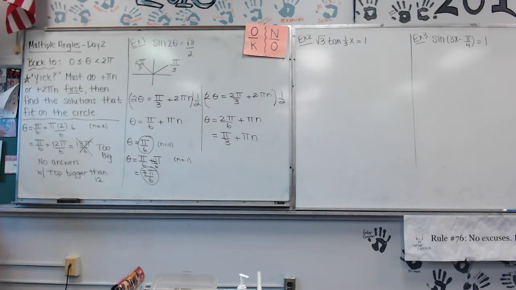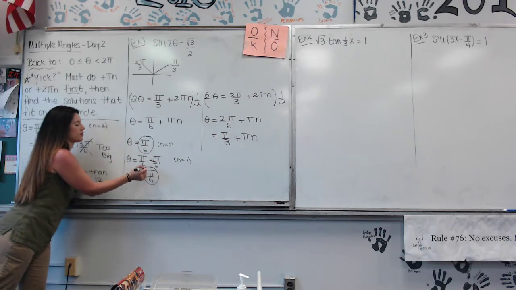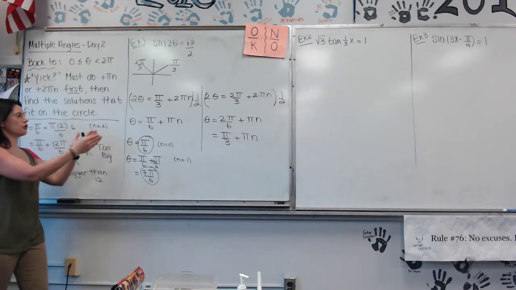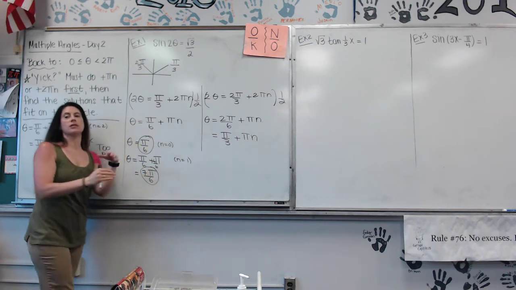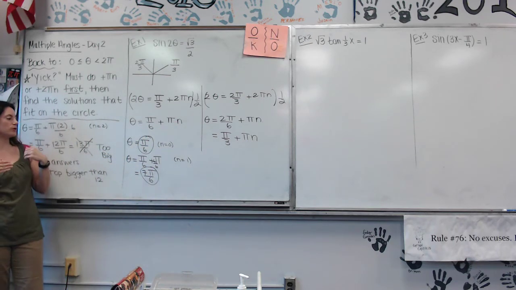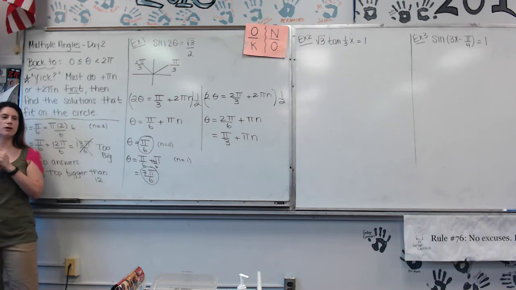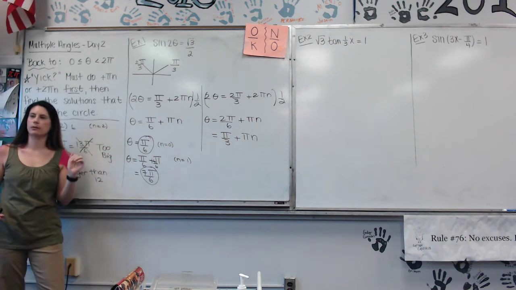So the only two answers for the first equation are pi over 6 and 7 pi over 6. I took what we did on Friday, and I just added the n values. And as you get better at these, you'll be able to do them in your head. Do you have any questions on just the first piece? Because now I have to do that one. I'm going to do the same thing.